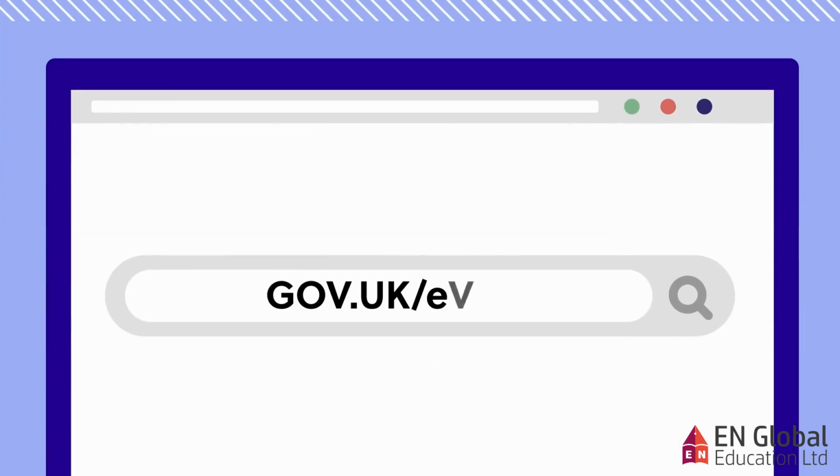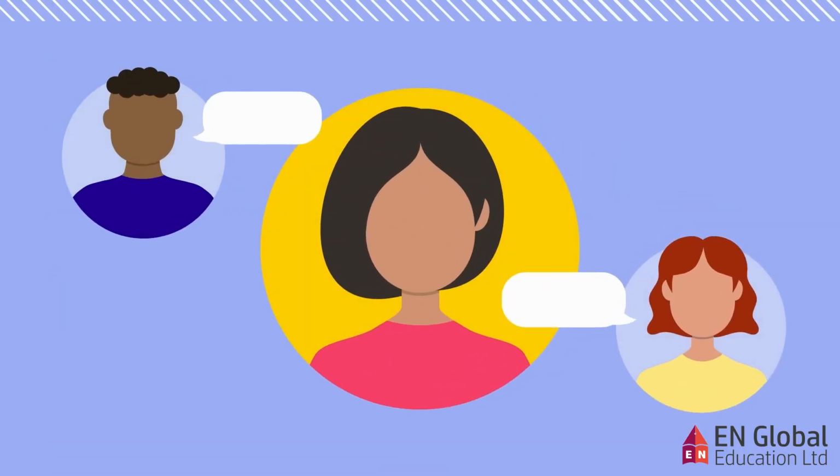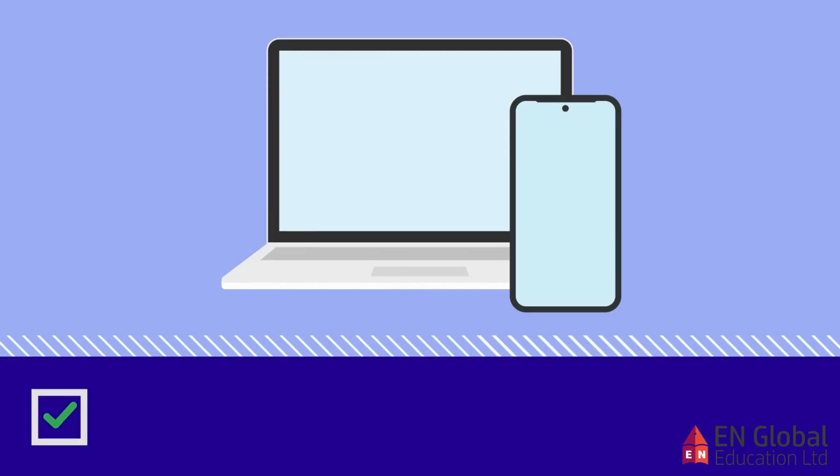If you do not have any of the above, go to gov.uk/eVisa for advice on what to do. A family member or a friend can help you create a UKVI account. To get started, here's what you need: a smartphone, laptop, or any device with internet access. You can borrow someone else's if needed.